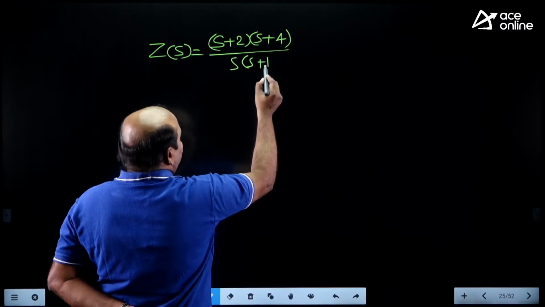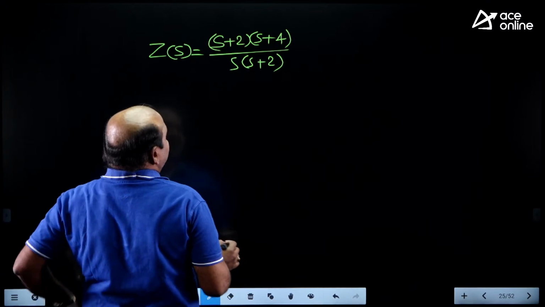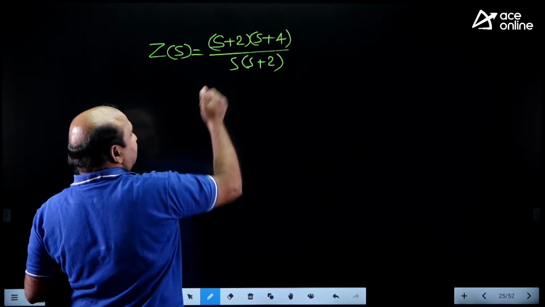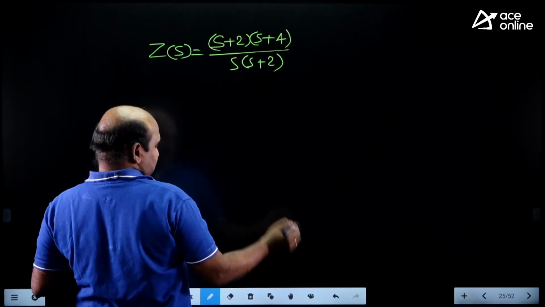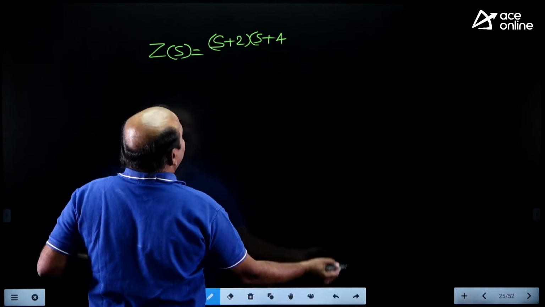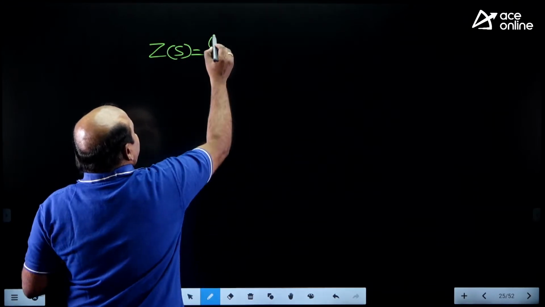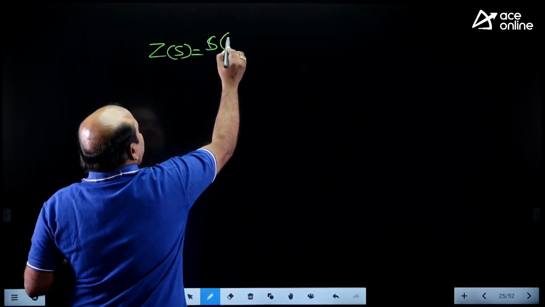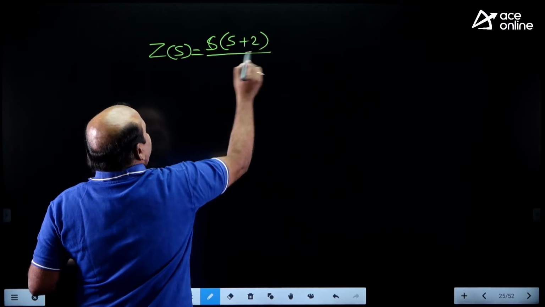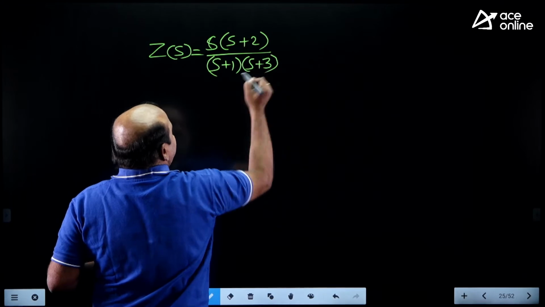This is pole and zero alternate. S into S plus 2 by... here zeros are there. Zero is nearer to origin. Then another time I can take it here. Zero is nearer to origin means definitely we will take it as S into S plus 2 by S plus 1 into S plus 3.